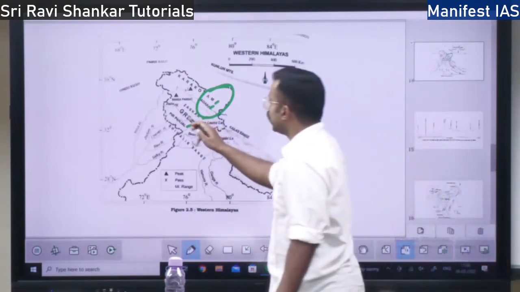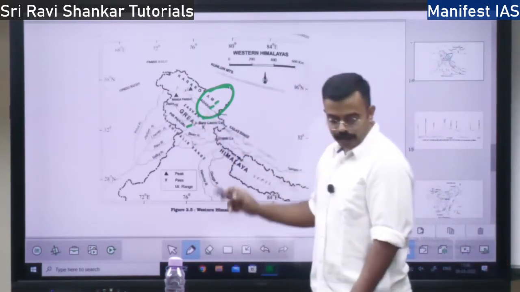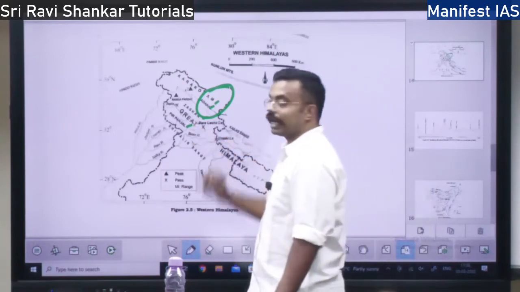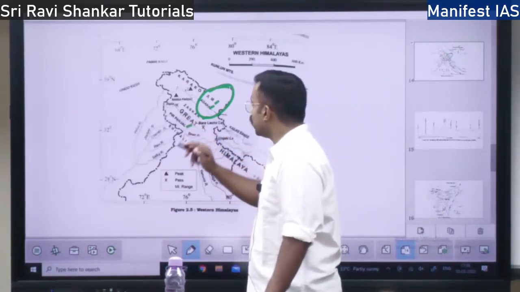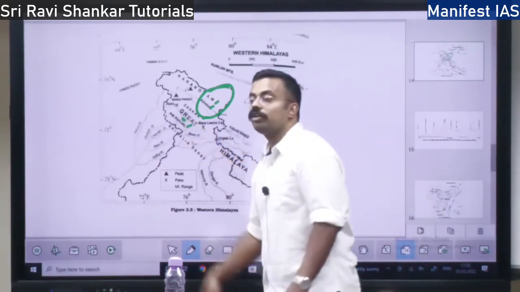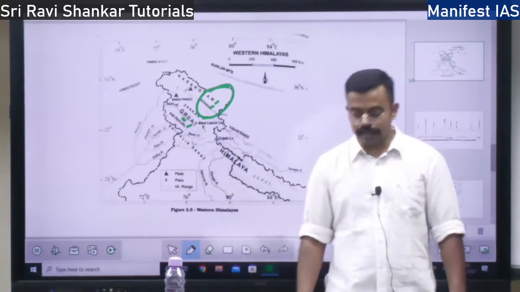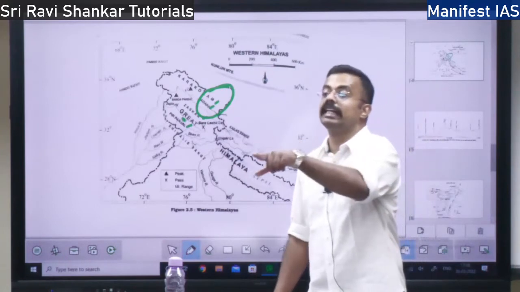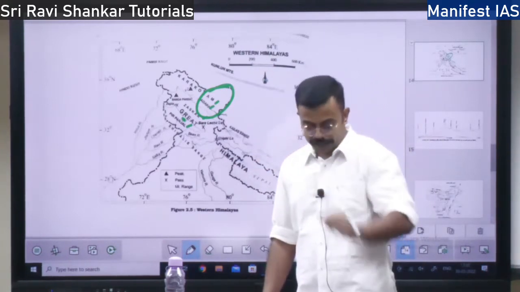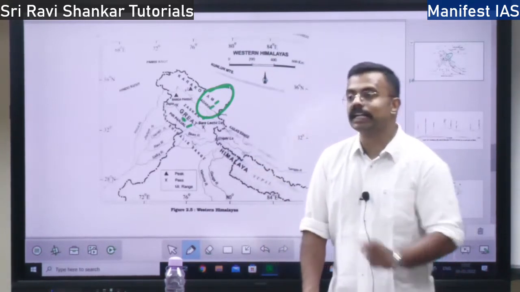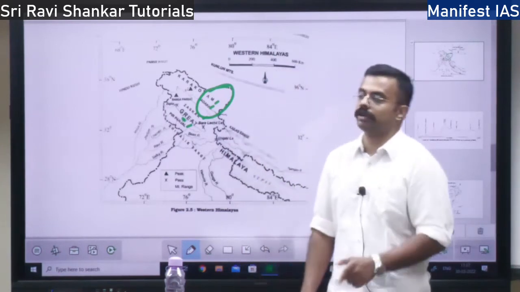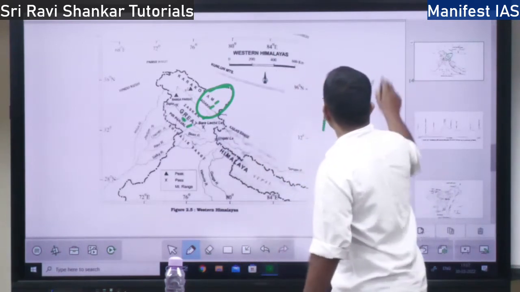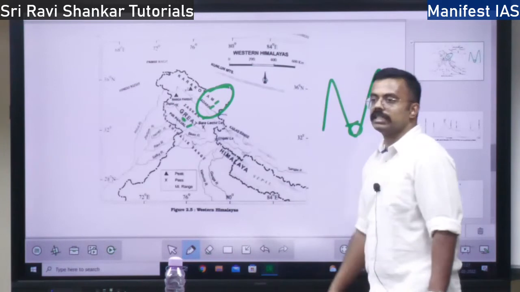Kashmir Valley, you see here the Greater Himalayas is there, and here you have the Pir Panjal range. Between Pir Panjal and Greater Himalayas, you will find the Kashmir, Srinagar Valley. The Kashmir Valley is between the Greater Himalayas and Pir Panjal. Please remember. Then in the Kashmir Valley, valley means what? Between two mountains, the depression is a valley.